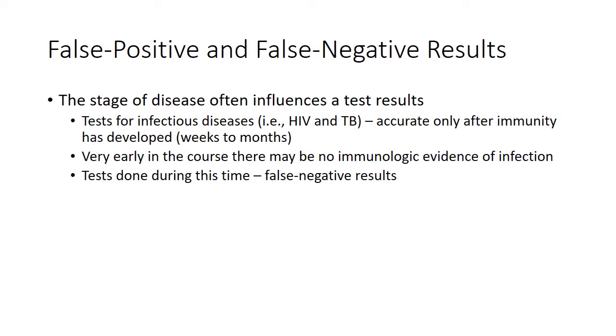So looking at the stage of disease influencing the test results, we'll see that infectious disease cases with HIV or TB typically are only going to be accurate after immunity has developed. So it's hard to catch those things very early on. It may take weeks to months. There's just no immunologic sign of disease very early on, and so in those tests being done very early, within say the first few days after infection, they would end up having a type 2 sort of error where they have a false negative result. The person has disease, but it's not able to be detected yet.